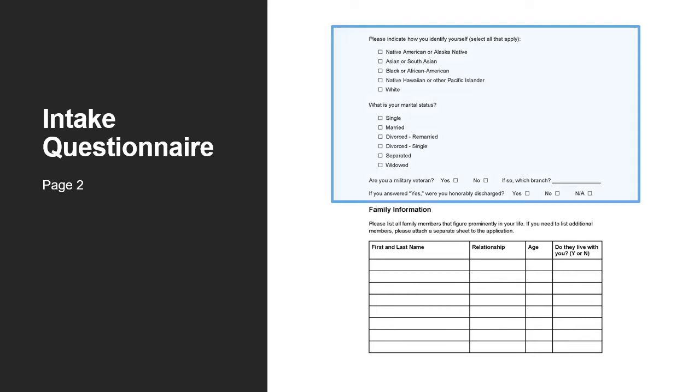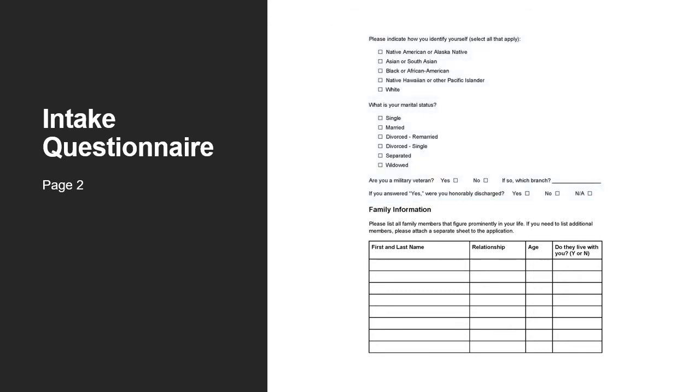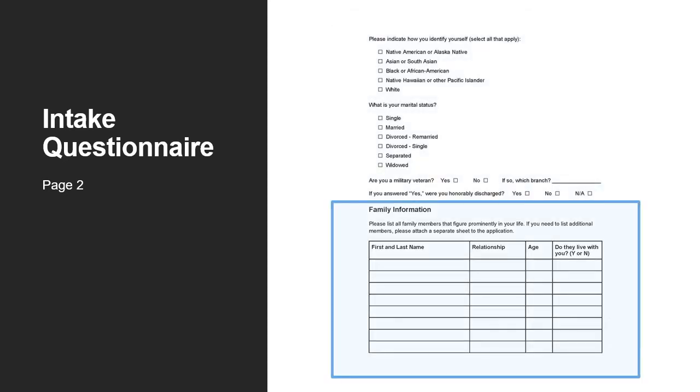Page 2 continues with demographic information, including identification of race and ethnicity, marital and familial status, and military service. The next section is family information. In this section, identify all immediate family members and whether or not they share the same residence.